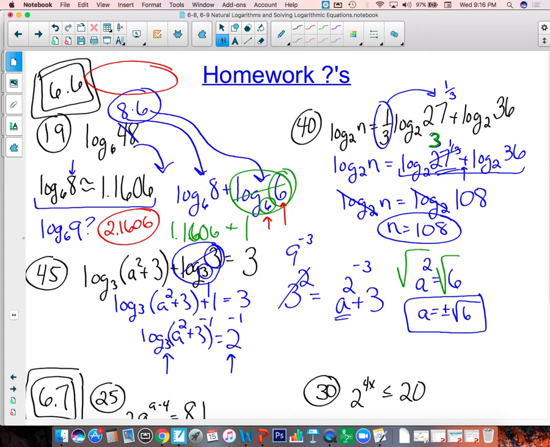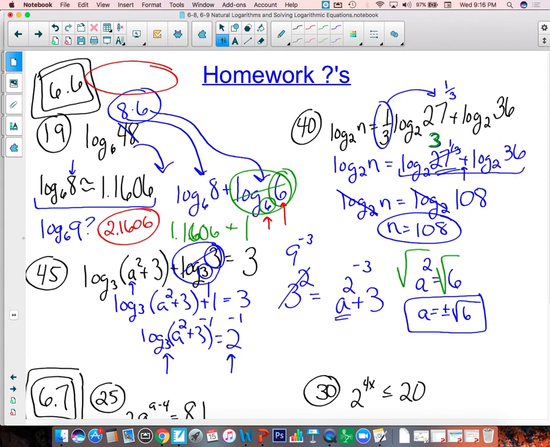And I can put both the positive and the negative square root of 6 in here because if I put it in for that a squared, it's going to turn into a 6 regardless. Alright, not too bad so far.